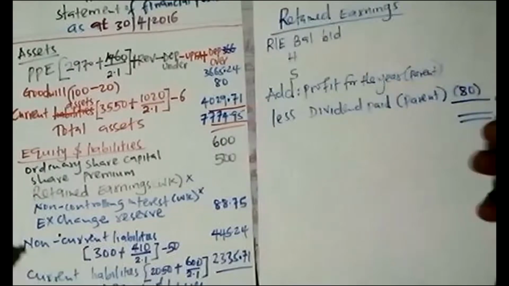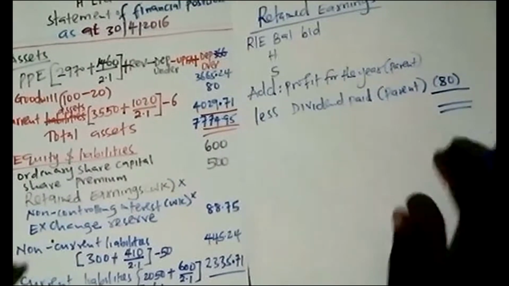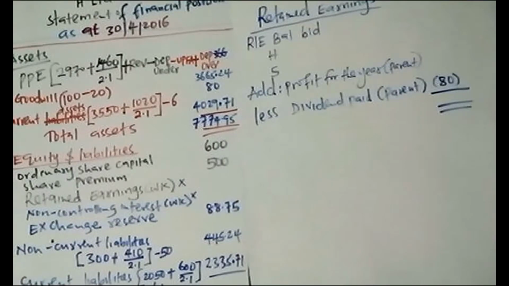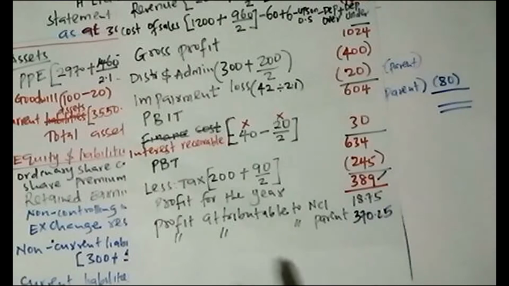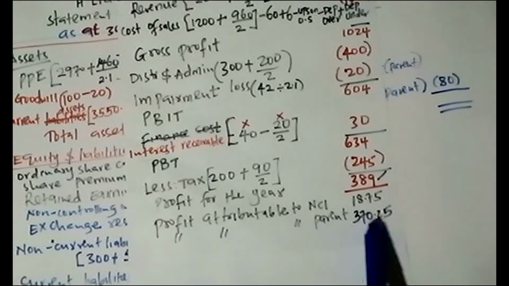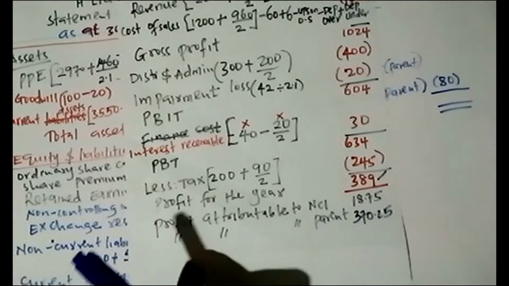Then the profit for the year is the one which we have from the income statement, which we already did some minutes ago. So this one, the profit attributable to parent, this 370.25.